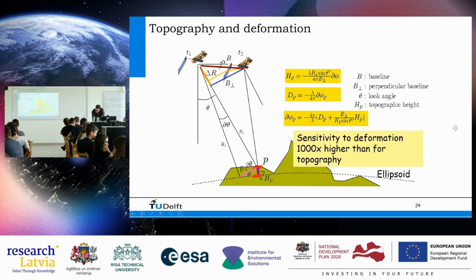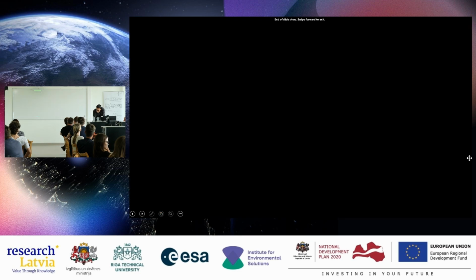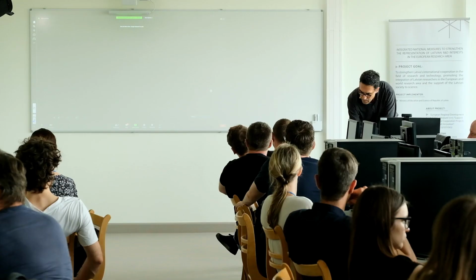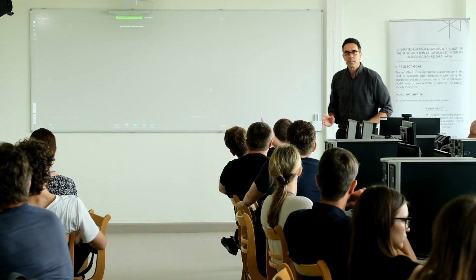Okay. The other thing to remember is that the sensitivity is about 1,000 times higher for deformation than for topography. So for deformation, the sigma is less than a millimeter, while for topography it is in the order of a meter or so. Okay, that's it. Questions about this so far?